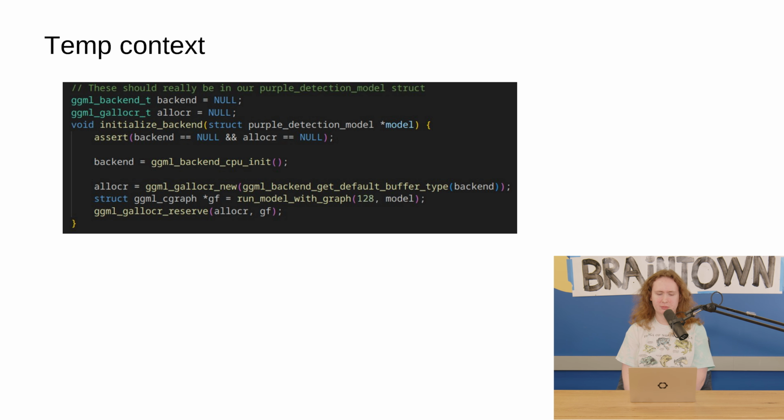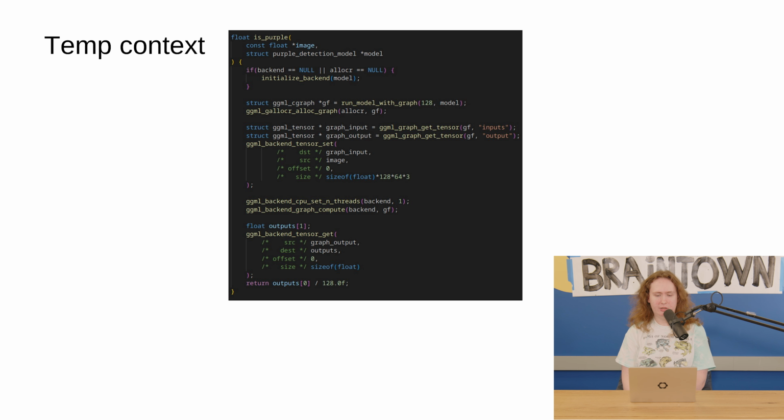Then during initialization, we have to create a CPU backend and an allocator. And we call that earlier function we just looked at to get the graph, just so we can reserve memory for it. Then to actually run the model, we get the graph again and allocate memory for the graph. Then we set all our inputs with the backend tensor set function and get the outputs with backend tensor get. And this will work. It won't leak any memory.